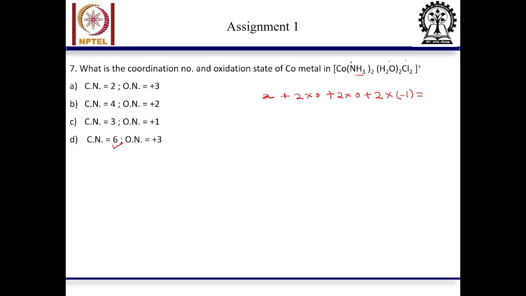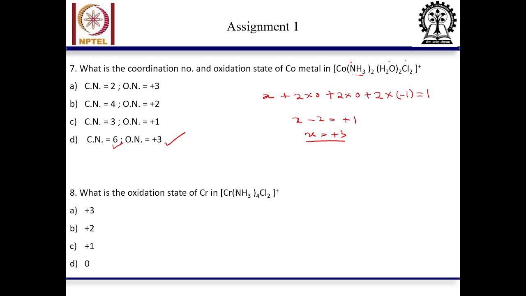which is overall equal to the charge, whether it is a cation, anion or neutral, on the right hand side. So this is plus 1. Now x minus 2 is equal to plus 1, so basically x is equal to plus 3. So yeah, the correct option is D. I think others also got the answer for question number 7.